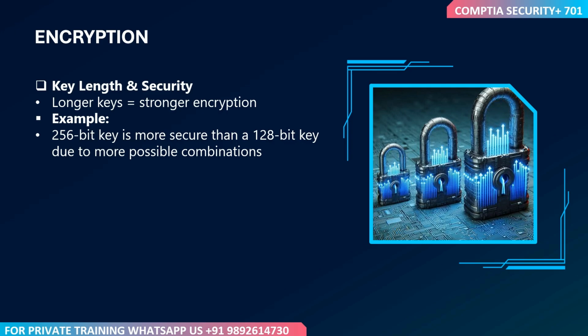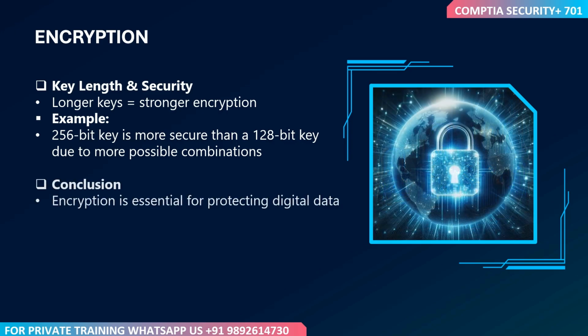For example, imagine trying to guess the combination to a lock. If the lock has only 3 digits, there are only 1000 possible combinations, from 000 to 999. But if the lock has 6 digits, there are 1 million possible combinations, making it much harder to guess the correct one.